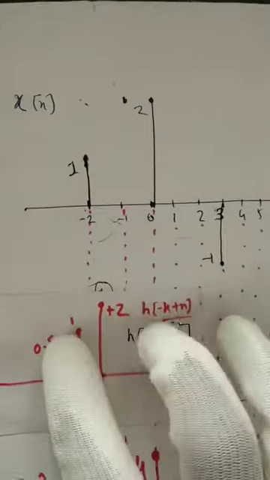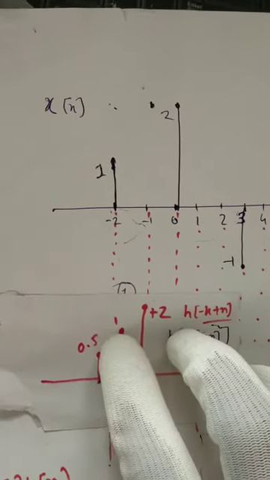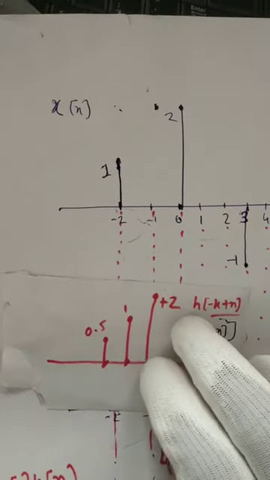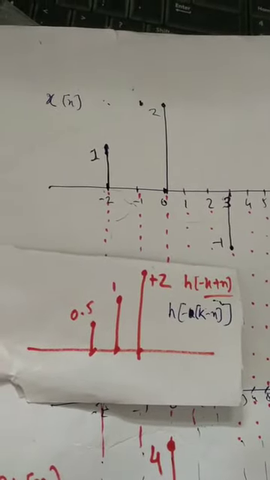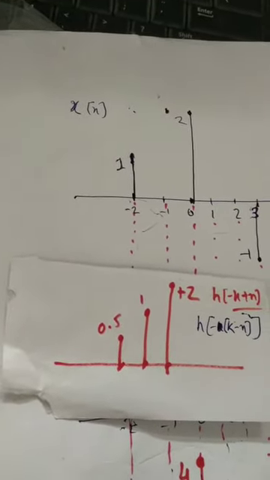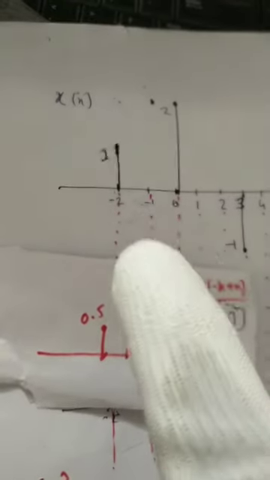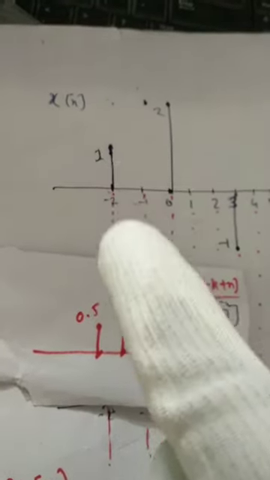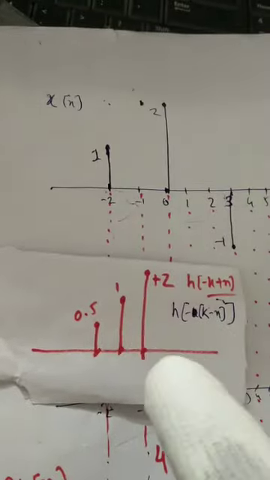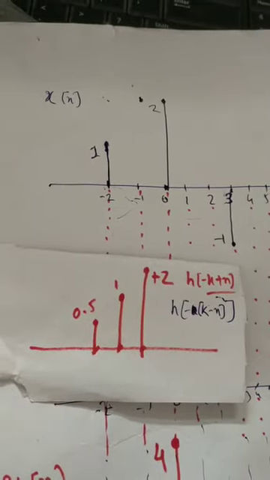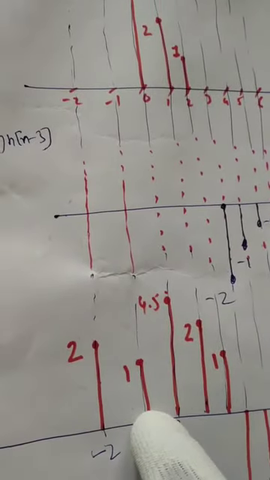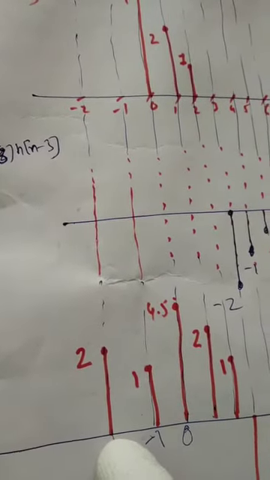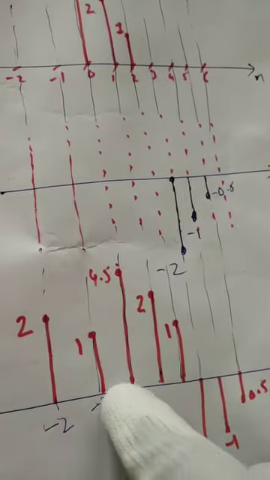So the resultant would be 2. What if I shift this one? By shifting, if I do element-wise multiplication, the only possibility is with x of minus 2 and this one. So minus 2 it's 1, and here it's also 1. So the value of y of 1 is going to be only 1. We have seen that for y of minus 2 it's 2, and for y of minus 1 it's 1.